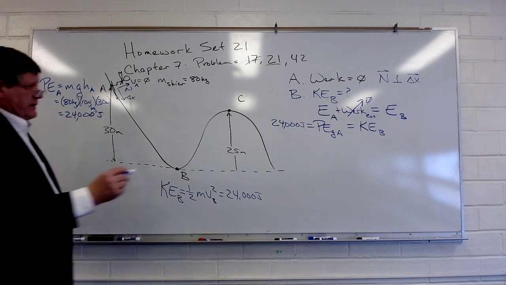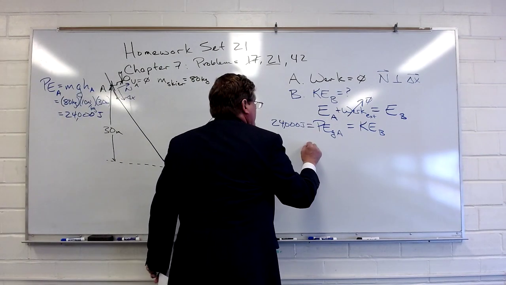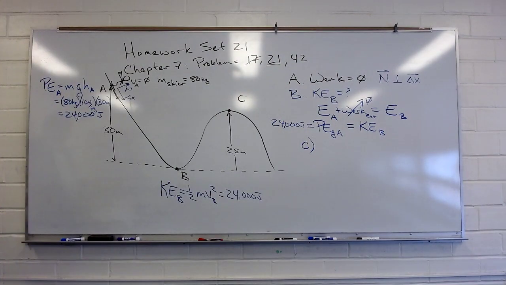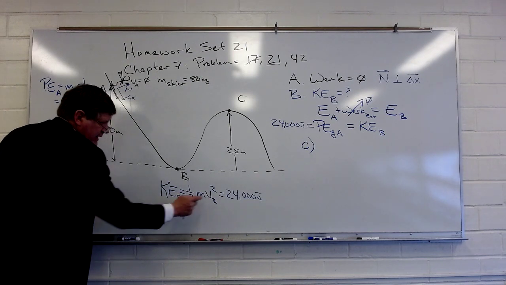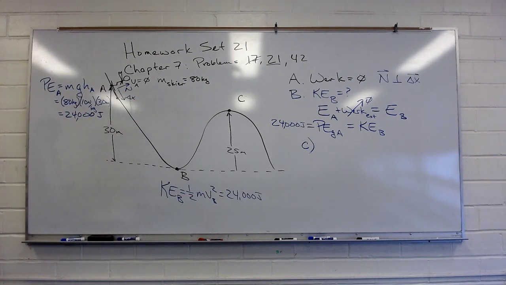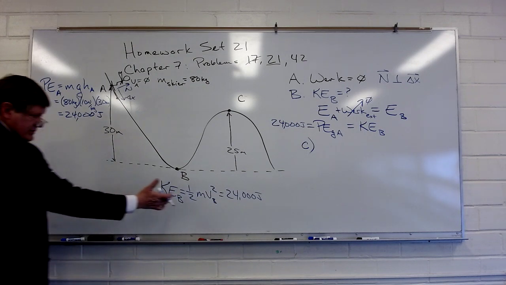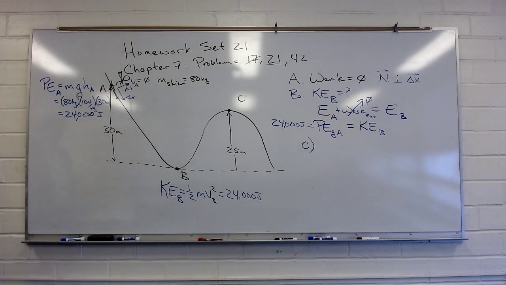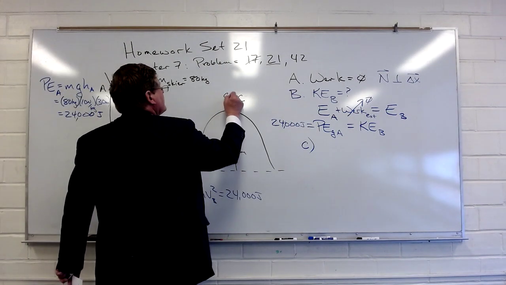Well, now you can see that we can work the question we had before, and that is, how fast is it going at B? Turns out that's not one of our questions in the problem, but we could, if we just plugged in the mass as 80 kilograms, we could find out how fast she's going at B and whether she should be wearing a helmet.